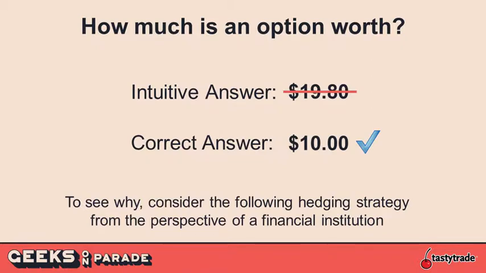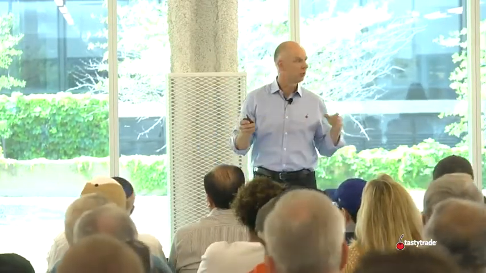Why is it the right price? Why is it fair? You have to understand that from the concept of a market maker or an institution selling this option in a fair market, in an efficient market. So to see why this works, let's consider a hedging strategy that the institution or the market maker does that allows that institution to sell this option at a fair price at no risk to them, zero risk.